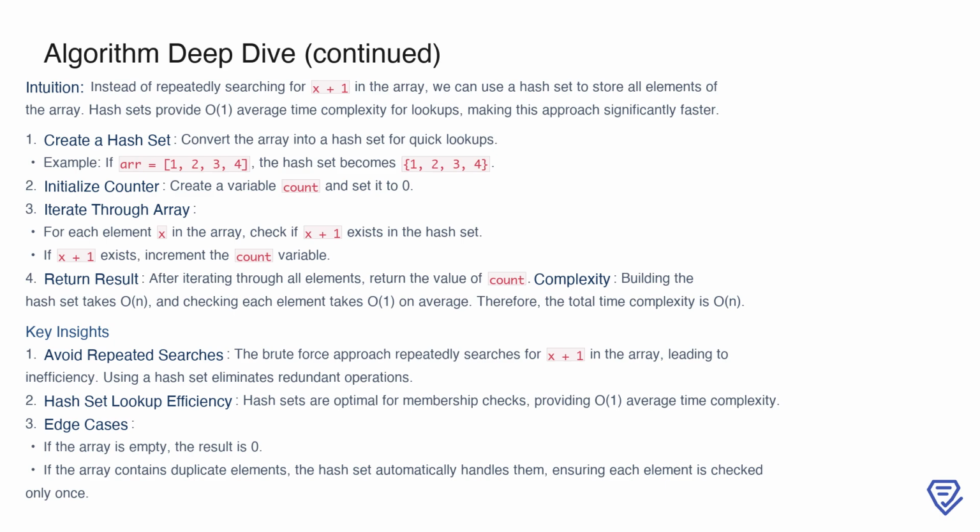This method significantly improves efficiency, as building the hash set takes O(n), and the iteration and lookup operations combined are also O(n). This gives us an overall time complexity of O(n). Key takeaways include avoiding the inefficiency of repeated searches by using a hash set and leveraging its constant time lookup for faster performance. This approach also handles edge cases effectively, such as empty arrays or arrays with duplicates, where the hash set automatically ensures each element is checked only once.